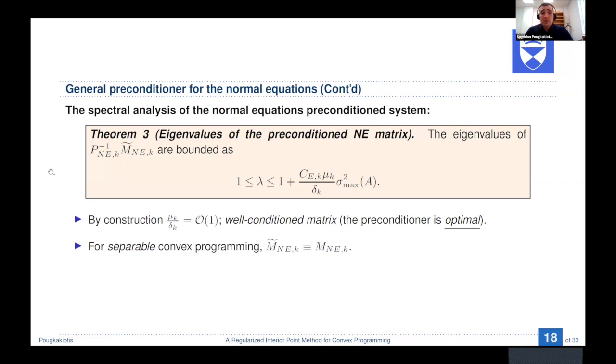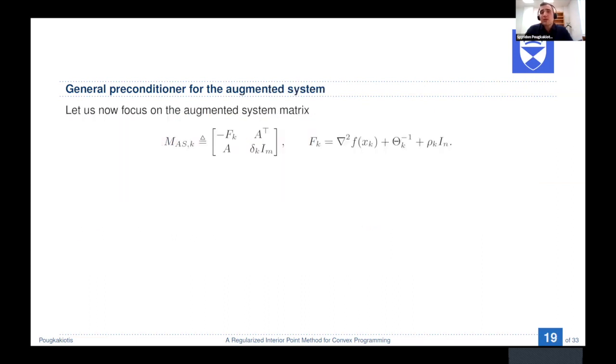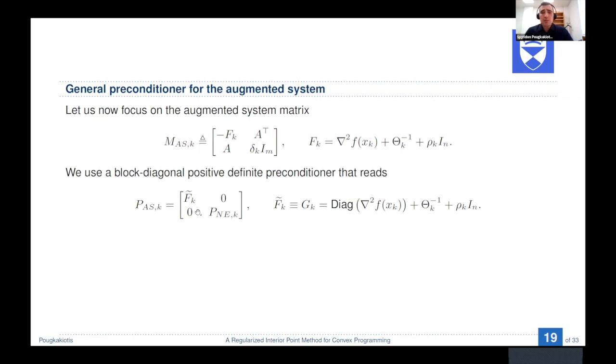So, of course, for separable optimization, the normal equations are equal to M tilde, so we use this preconditioner for PCG, but we also utilize this for the non-separable case, and briefly I will just show you how. So in the non-separable case, we solve the augmented system that has a coefficient matrix of this form, and the idea here is very simple. We use a positive definite block diagonal preconditioner, where the 1-1 block is approximated by this matrix, where we simply approximate the Hessian by its diagonal, and the Schur complement here is approximated using the preconditioner I discussed for the normal equations. And again, we were able to show that this preconditioner is also optimal.